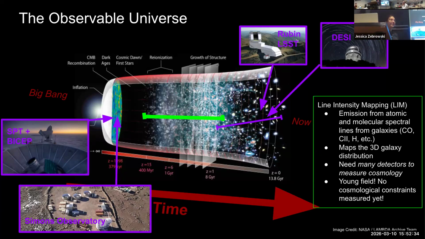This sounds great. Obviously, there's a catch. So the first catch for this as a cosmological probe is that you need many, many detectors on the sky to measure and make cosmological constraints. And the second catch here is a double-edged sword. So this is a really young field. So no competitive cosmological constraints have been measured yet, but that's also why it's so exciting to be getting into.